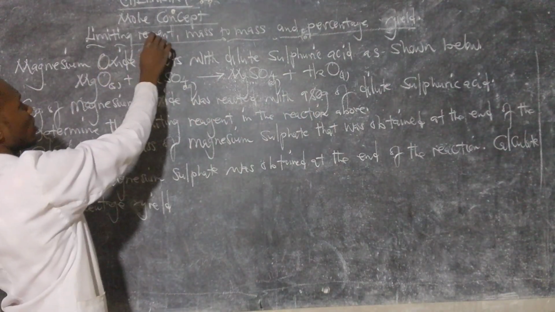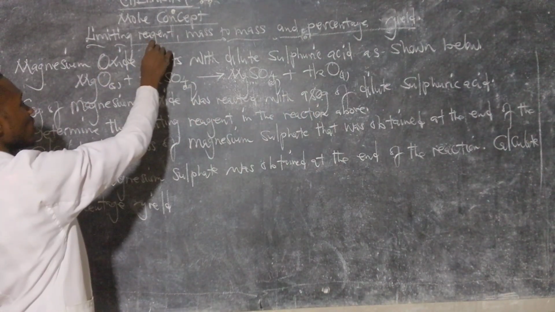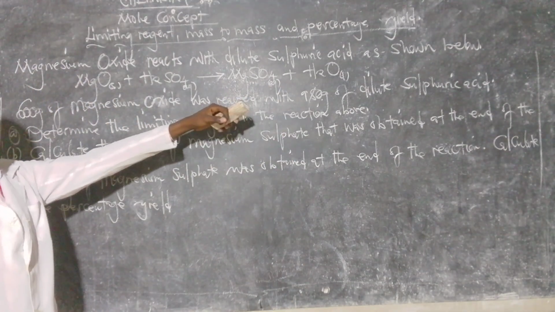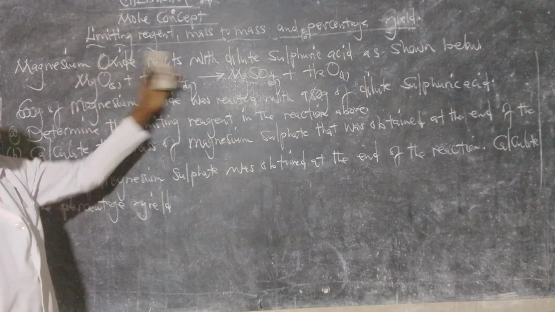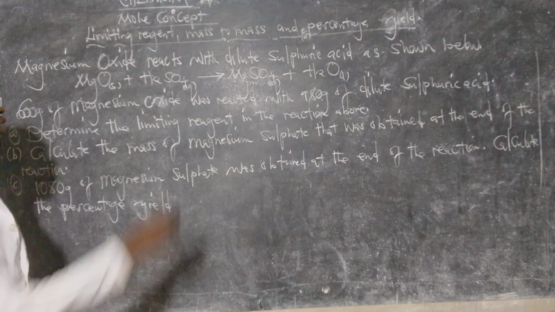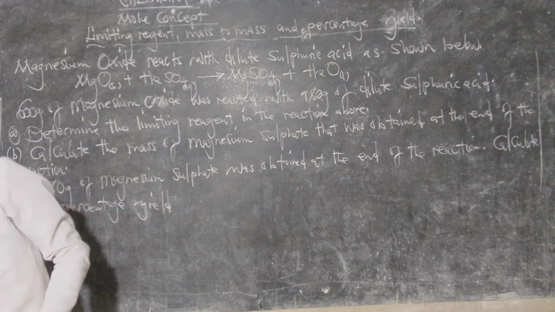Whenever we are calculating limiting reagent, the first thing is to balance the chemical equation given. If you don't know how to balance the chemical equation, this question cannot be solved. So we're going to check if the equation is balanced.